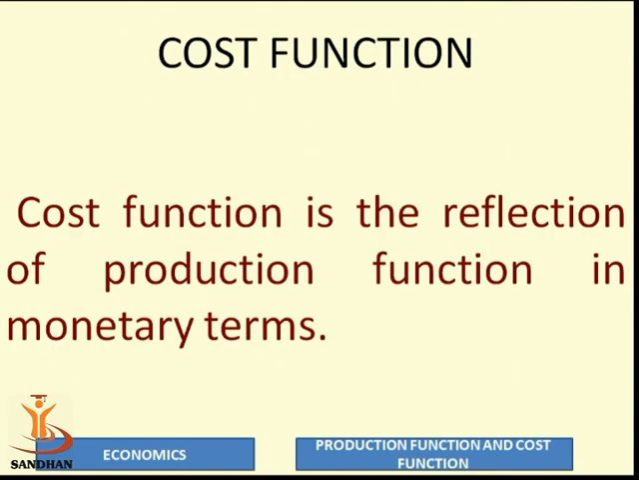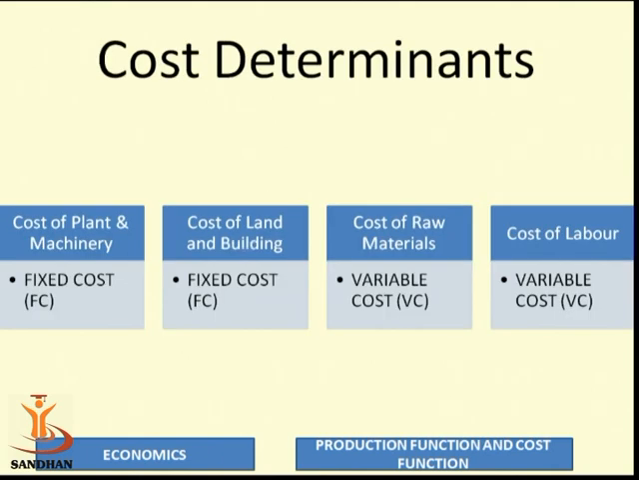Now we move to the second part of my lecture, that is cost function. Earlier we studied production function. Remember, production function is the functional relationship between physical quantity of input and physical quantity of output. When you reflect them in monetary terms, put the money, it becomes cost function. So cost function is nothing but the reflection of production function in monetary terms.